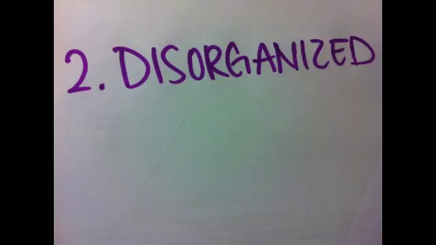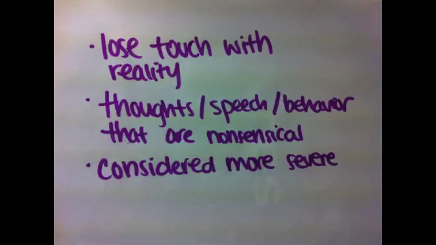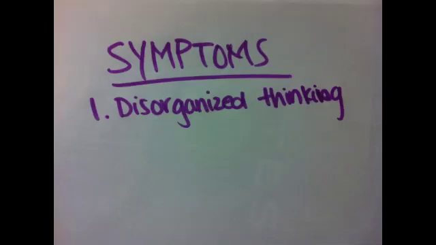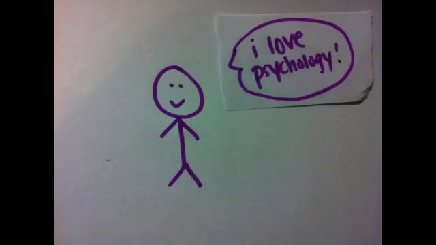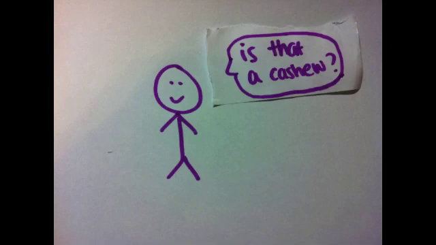The second subtype of non-paranoid schizophrenia is disorganized schizophrenia. This subtype is marked by thoughts, speech, and behavior that are inappropriate and don't make sense. Symptoms of this subtype include disorganized thinking. Disorganized thinking causes illogical, nonsensical thought patterns. A person with disorganized thinking will always jump from one unrelated idea to another when they talk.